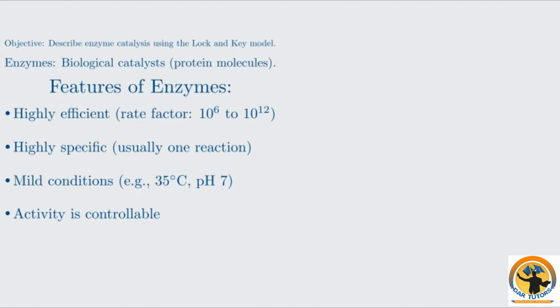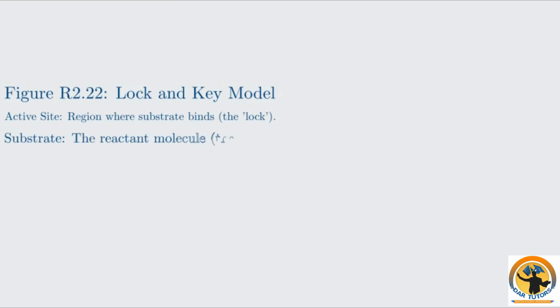Their specificity is best explained by the lock and key model. Imagine an enzyme molecule as a lock with a unique three-dimensional active site. A specific reactant molecule called the substrate acts as the key. The substrate's shape and chemical properties are complementary to the active site, allowing it to bind perfectly. This binding forms a temporary structure called the enzyme-substrate complex.